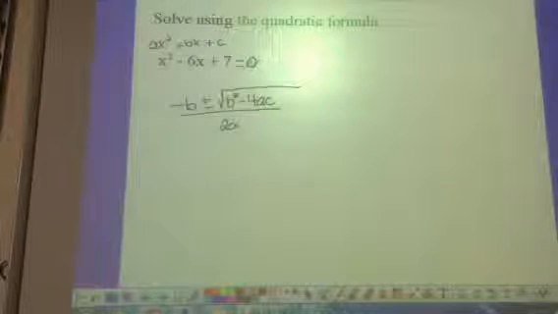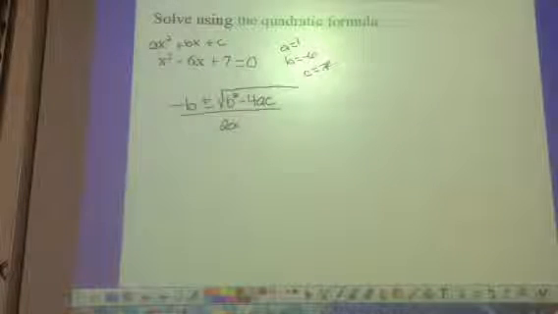So in this case, our a would be 1, our b would be negative 6, and our c would be 7. And then from here, we're going to substitute these values into the quadratic formula, simplify using order of operations, and get an answer. All right, so the opposite of b. The opposite of negative 6 is positive 6.